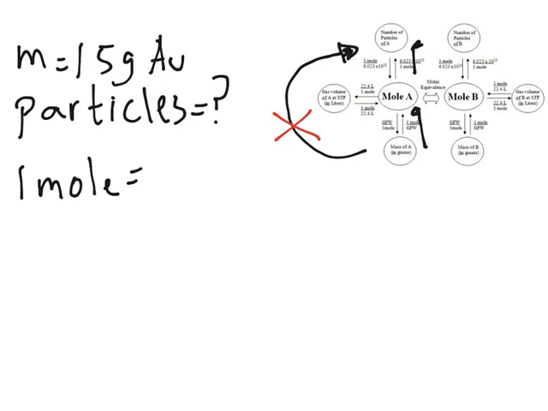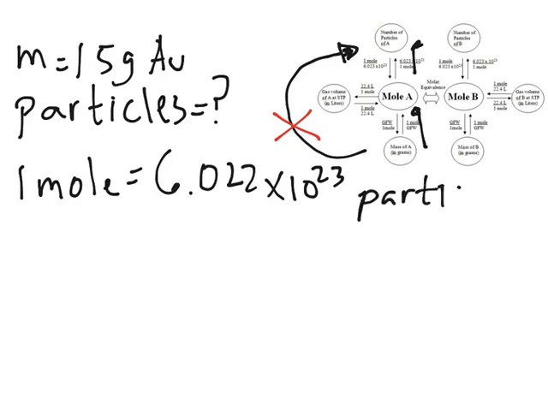A very, very important conversion you really have to know is that a mole of anything will always have 6.022 times 10 to the 23 molecules or particles of that same thing. That is called Avogadro's number, but that doesn't really matter for now. What you have to know is that 1 mole of gold will always be 6.022 times 10 to the 23 particles of gold.